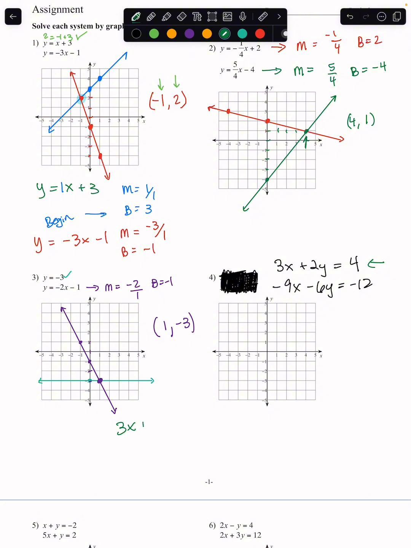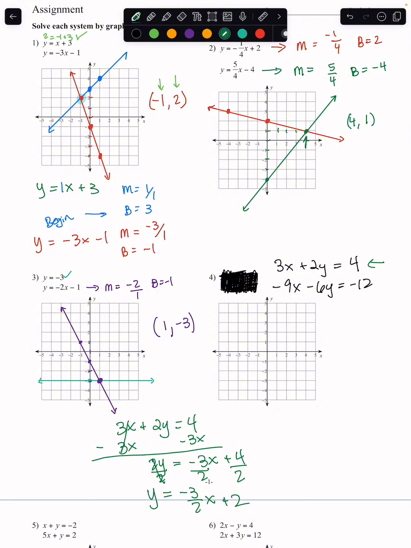Okay, so what I'm going to do, I have to get this to y equals mx plus b. So I have to go -3x minus 3x. And you'll get 2y equals -3x plus 4. Then I have to divide everything by 2 to get the y by itself. And this equation will be y is equal to -3/2x plus 2. Okay, so that's the green one. That's the one from up here. So let's go ahead and do some highlighting. This equation converted to this down here.